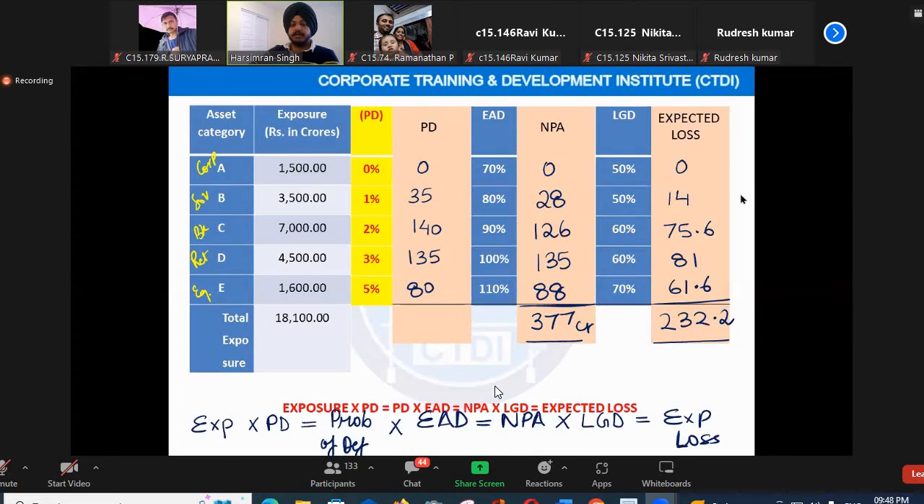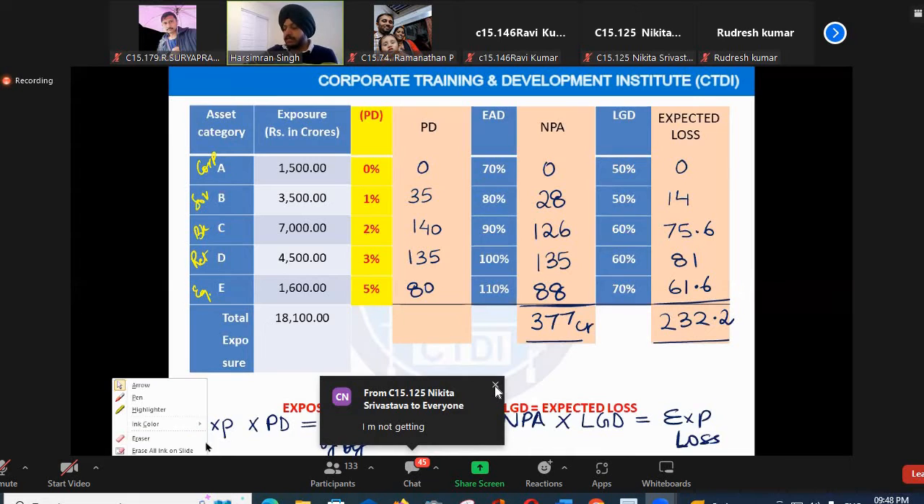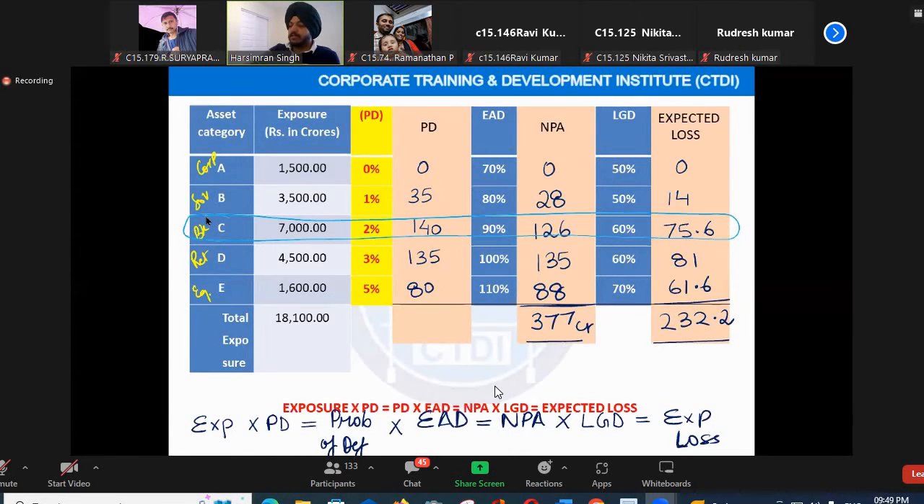Ma'am, look at the NPA. Imagine only one business stream, let us say this one. If he just gives you this much data, that 7,000 is your exposure, 2% is PD, so you know the probability of default is 140, multiply by EAD, 126 crore will be your NPA, multiply by LGD, 75.6 will be your actual loss. But in this question he has asked us the total for all, so you will add it. Everybody note it down please and type done.